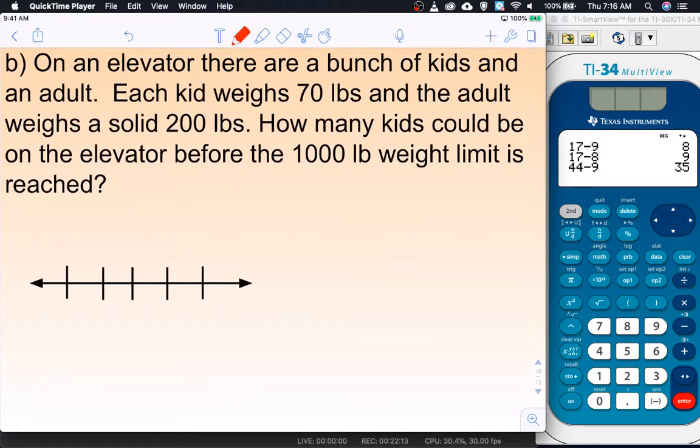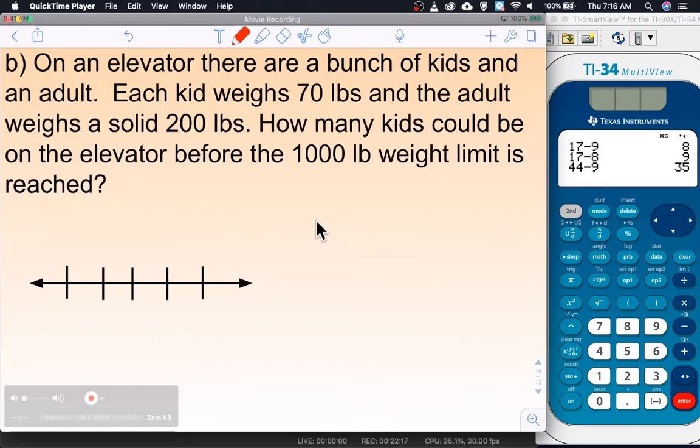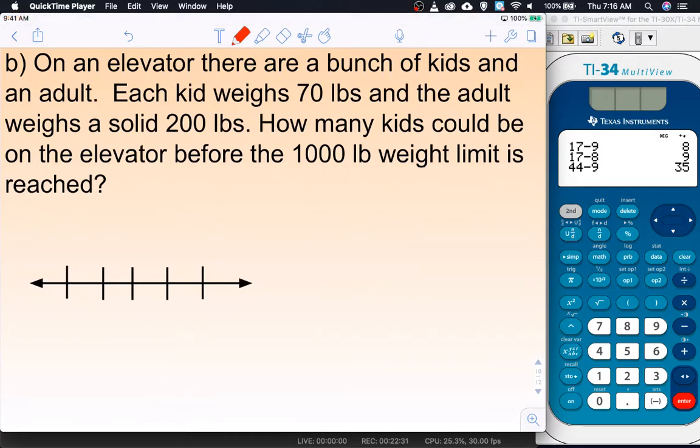On an elevator, there are a bunch of kids and an adult. Each kid weighs 70 pounds and the adult weighs a solid 200 pounds. How many kids could be on the elevator before the 1,000 pound weight limit is reached and everybody plummets to their death? Kind of makes a difference, doesn't it? I mean, if that's the weight limit of the elevator and the cable can't support more than 1,000 pounds, then you probably shouldn't push it and put more than 1,000 pounds on there.